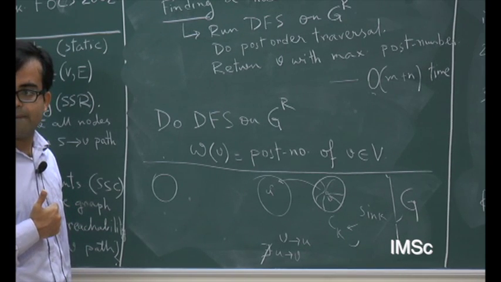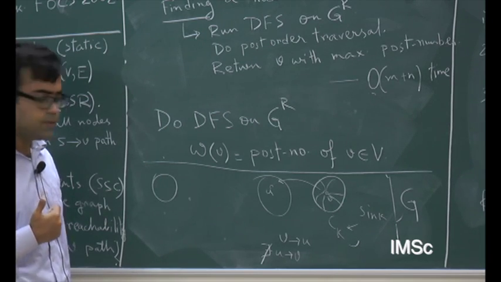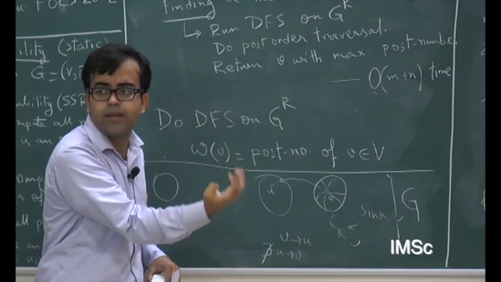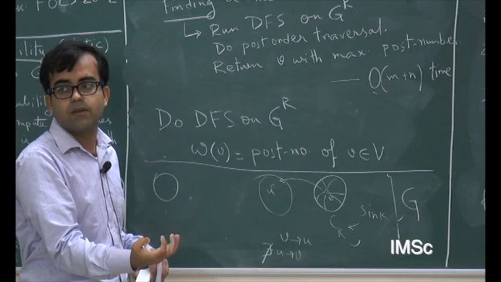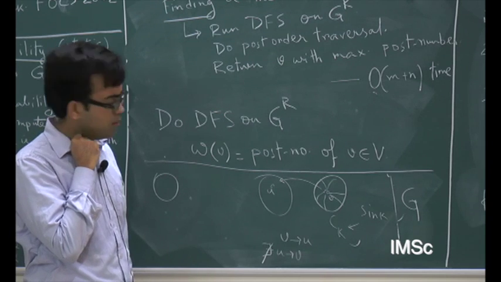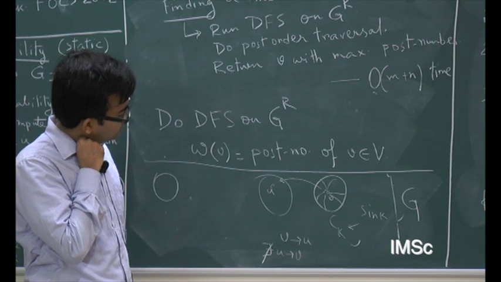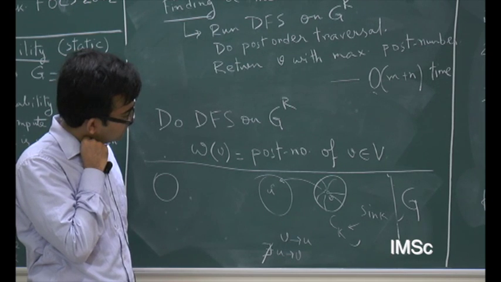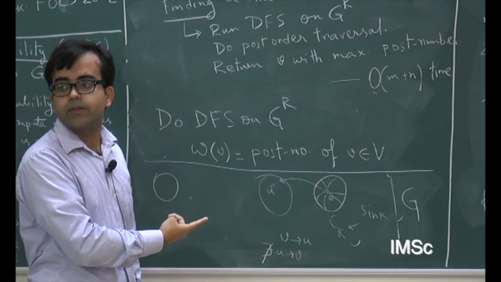Okay? We are starting with a strongly connected graph. No, this G is not strongly connected. We are just recovering one strongly connected component. Then it might be the case that in G itself there was no U to V path. Suppose in G itself there was a V to U path, but there was no U to V path. Then we are getting a contradiction.